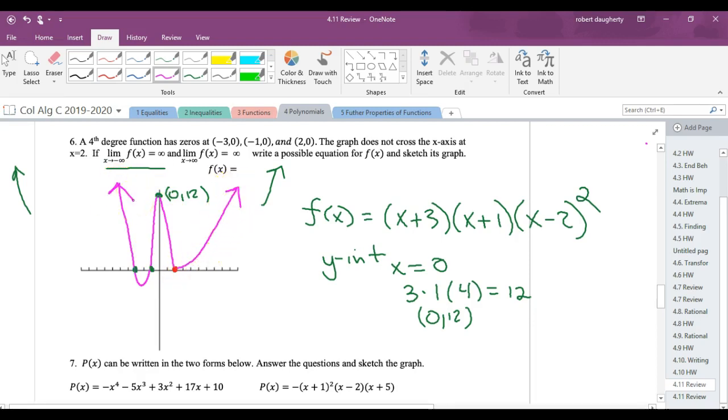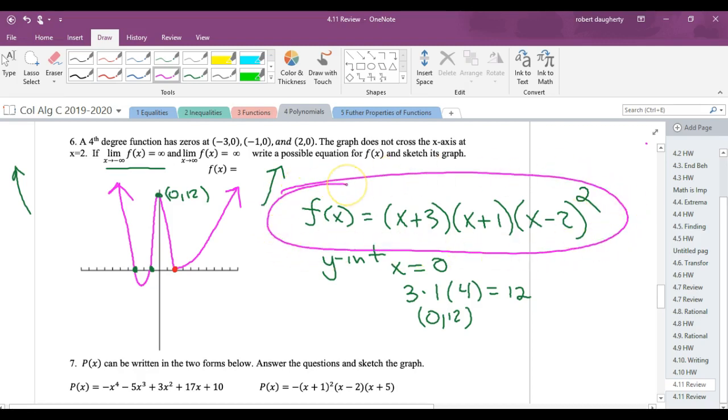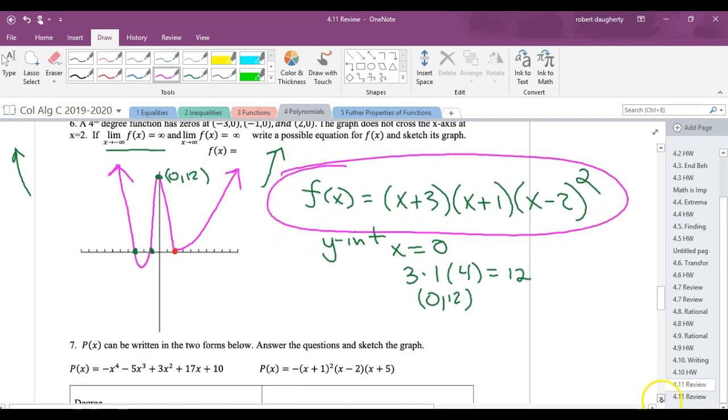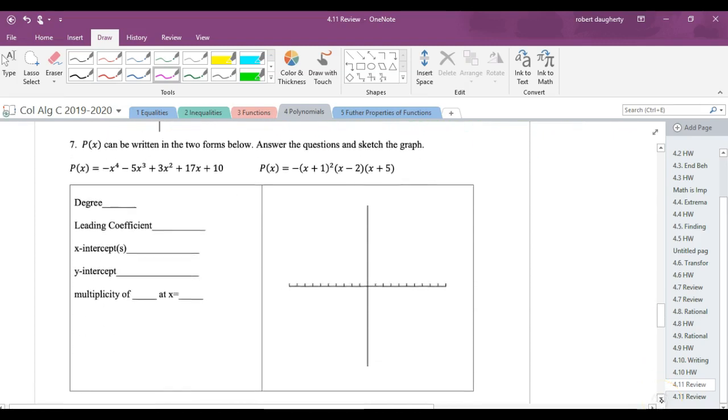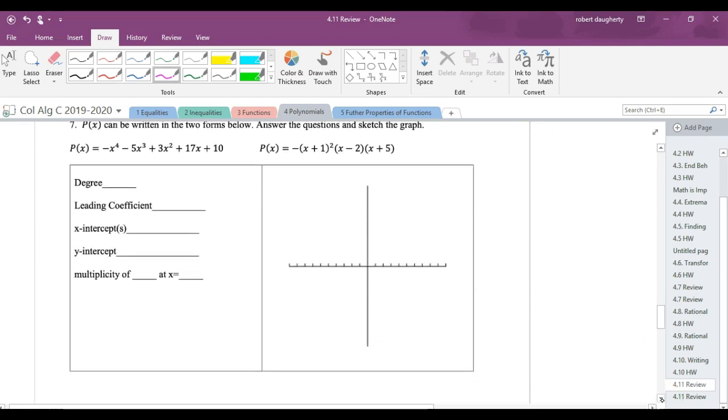And that is what it does. And this is my possible equation. Here I have a polynomial written in two forms. What is the degree of this polynomial? It is 4. Leading coefficient is -1.